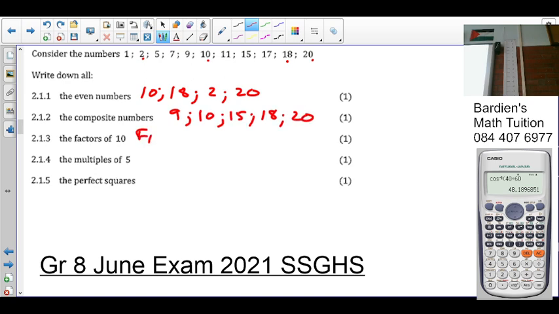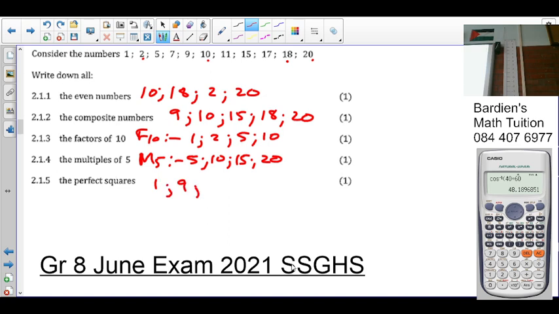Factors of 10. The factors of 10 are 1, then 2, then 5. Is 5 there? Yes. Is 10 there? Yes. The multiples of 5 start at 5. Is 5 there? Yes. 10, yes. 15, yes. 20, yes. Now if 15 was not in the set of given numbers, then you would have left 15 out. Correct? Perfect squares. 1 is a perfect square, so 1 squared is 1. 3 squared is 9, 4 squared is 16, 5 squared, right, it's only 1 and 9. Do you guys understand? Alright.